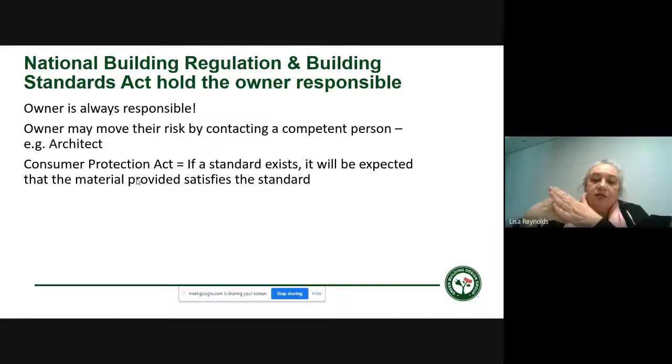And the owner has to make sure that the building complies. And the owner must demonstrate to you, so that you have no doubt, that this building complies. And they might say, look, I've got a competent person, energy efficiency software, whatever, I've got an architect, but still, the buck stops with them. And the Consumer Protection Act says, if a standard exists, it will be expected the materials provided satisfy the standard.